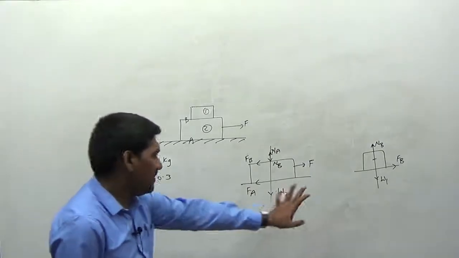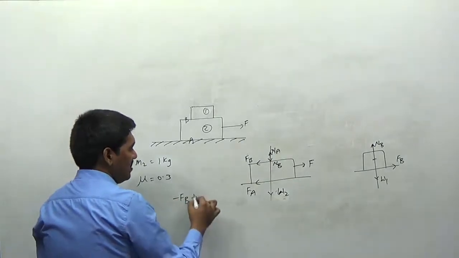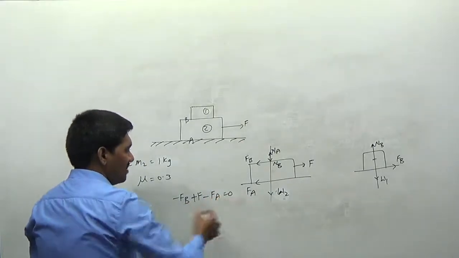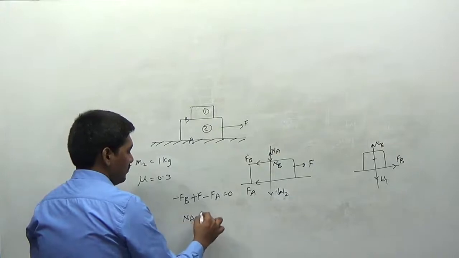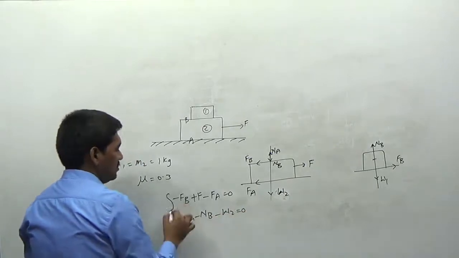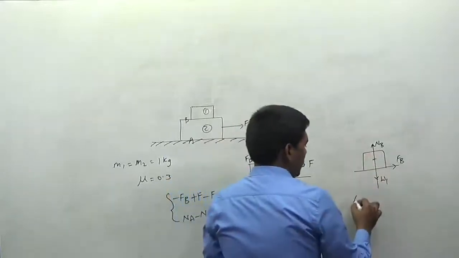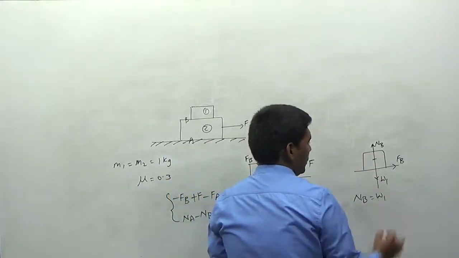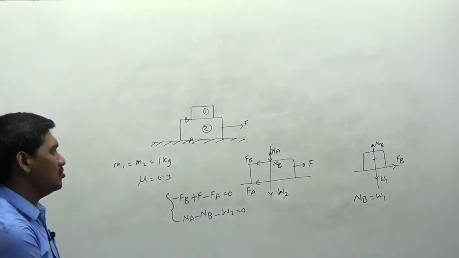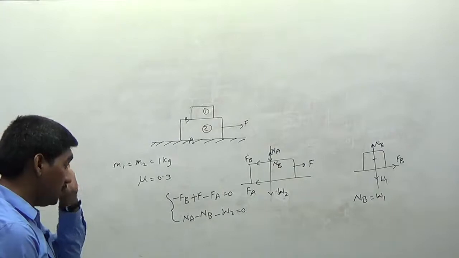Now write the equations of equilibrium for this body. For sigma Fx equal to 0: minus FB plus F minus FA is equal to 0. And for sigma Fy equal to 0: Na minus Nb minus W2 is equal to 0. These are the 2 equations I am having. Now NB is simply equal to W1. And what about the horizontal force acting on the body? We don't have any, so I think there is no need to consider the free body diagram for this block. So NB and FB, and the second thing is the weight, that's all.